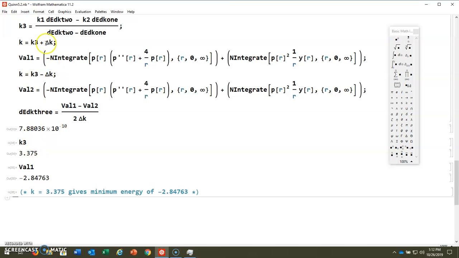When I print out the k value, at this point it is 3.375, and the minimum energy that k value gives me is negative 2.84763, which isn't super good, but considering how simple this method is and considering how we didn't do any real self-consistent field, iterative sort of stuff, a very simple calculation, negative 2.847 versus the around minus 2.9 we're supposed to get is pretty darn decent results for such a simple algorithm.